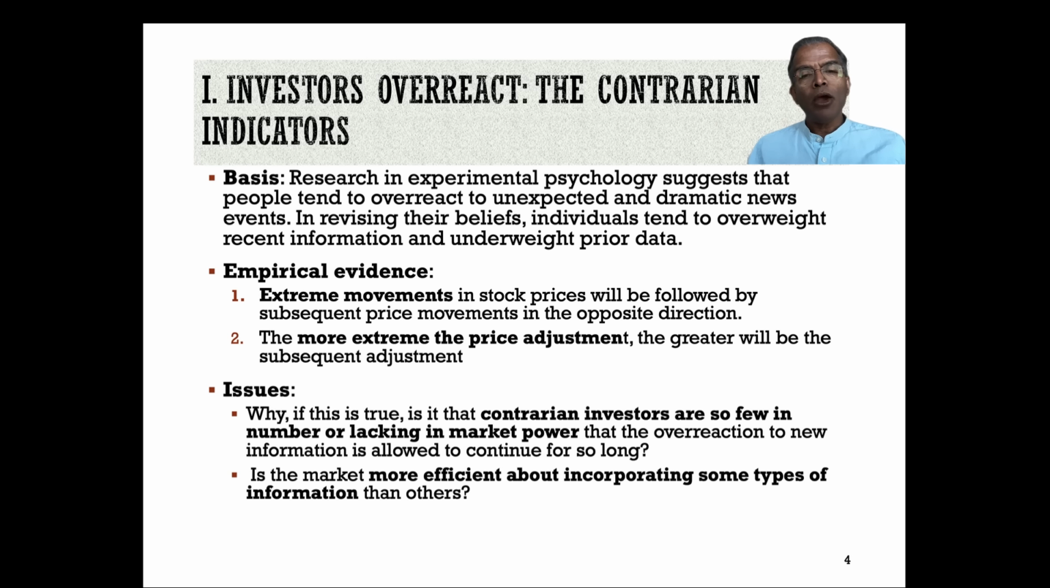What does that mean? When good news comes out, stock prices go up too much. When bad news comes out, stock prices drop too much. And if, in fact, investors overreact, here's what you should expect to see. Extreme movements in stock price in both directions should be followed by a drift in the opposite direction.